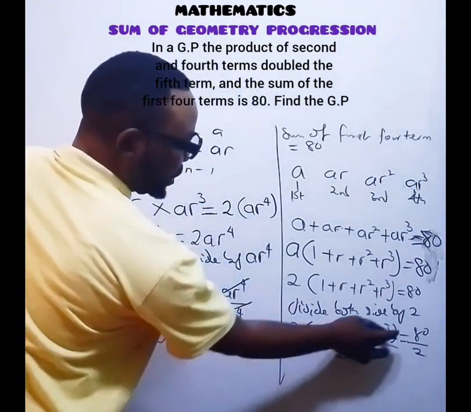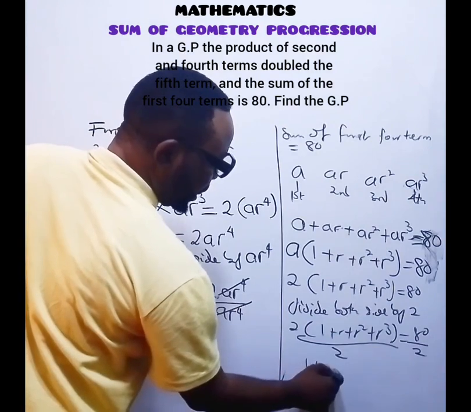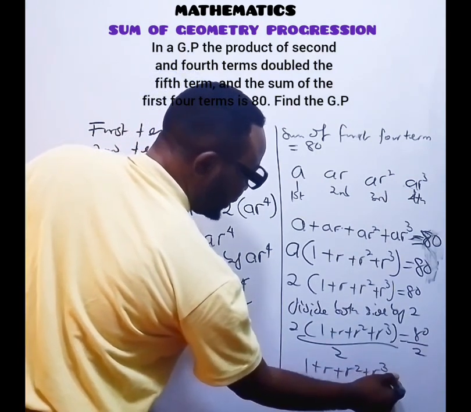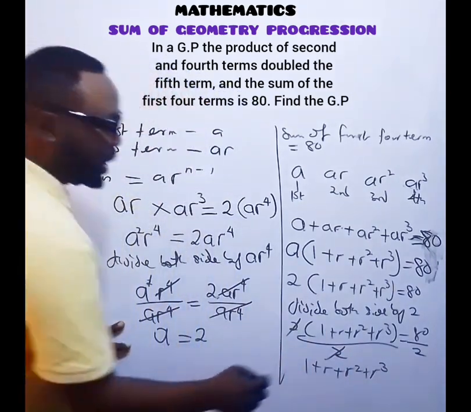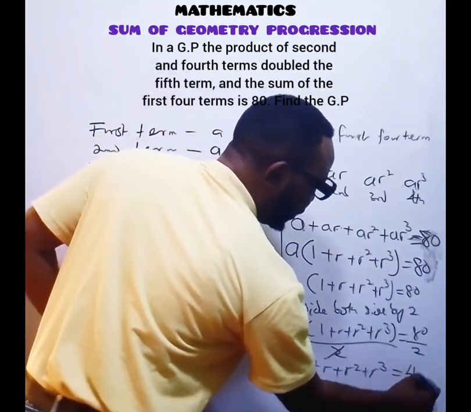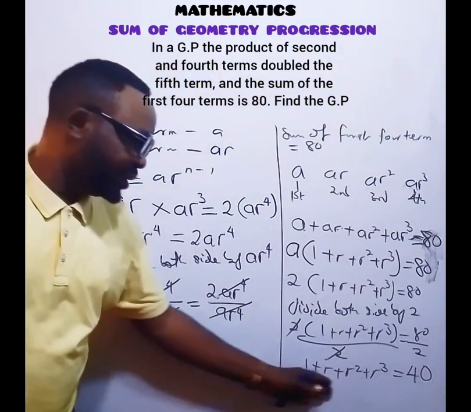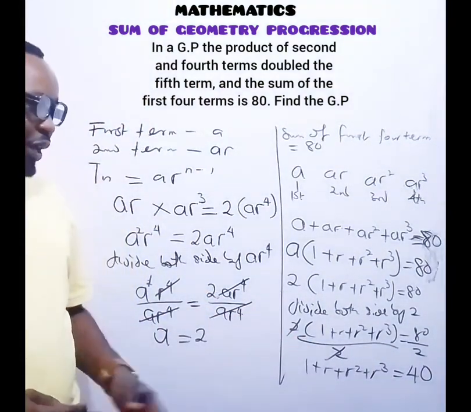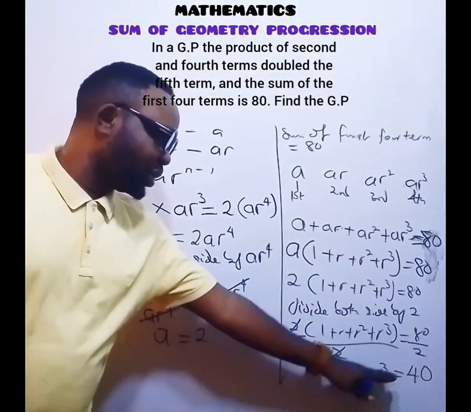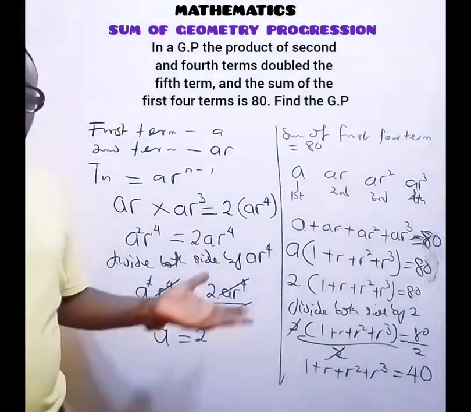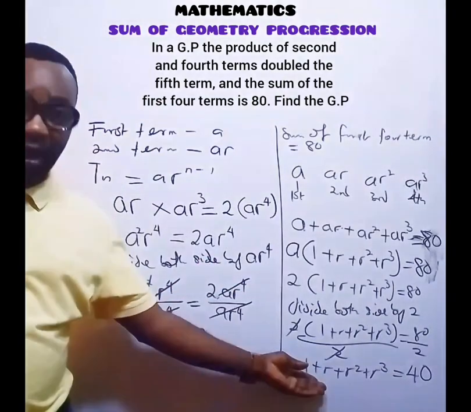So what is left behind here is 1 plus r squared plus r raised to the power of 3, because this will cut this one out, and 80 over 2 will give us 40. So now, this is the value that we have right now: 1 plus r squared plus r raised to the power of 3 will give us 40. We are unable to find the value of r yet.